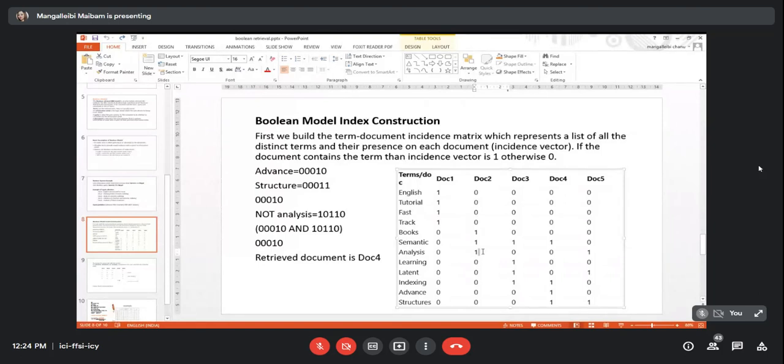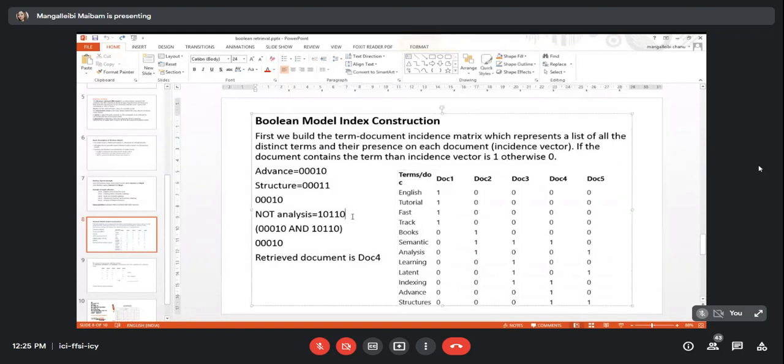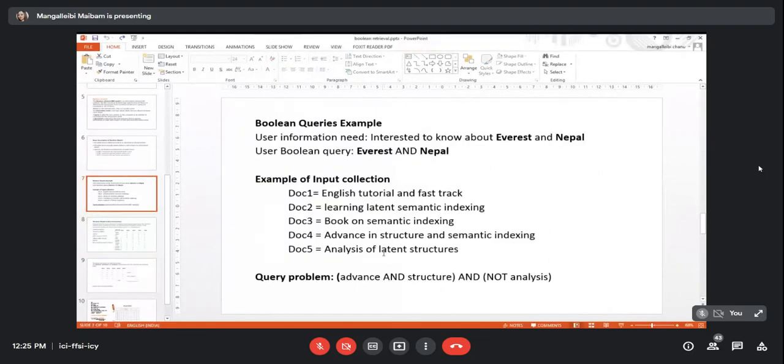That is not analysis. So for not analysis the answer will be 1, 0, 1, 1 and 0. That is what I have written here. Okay. Now, what is the query? You go back to the query.